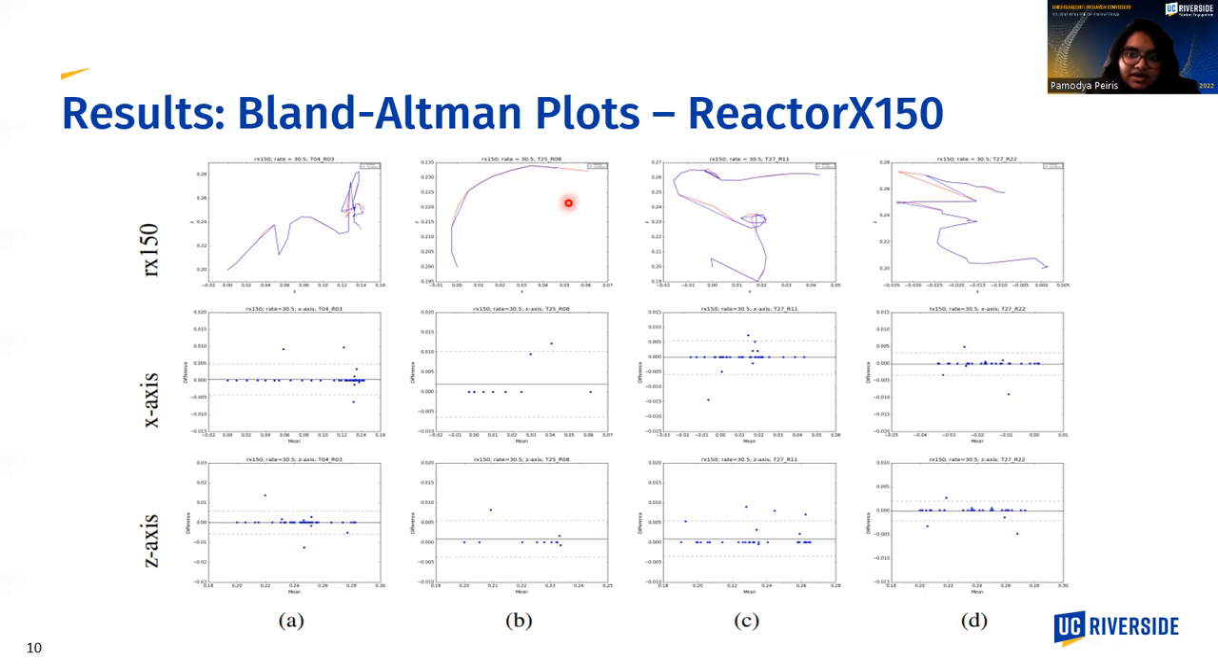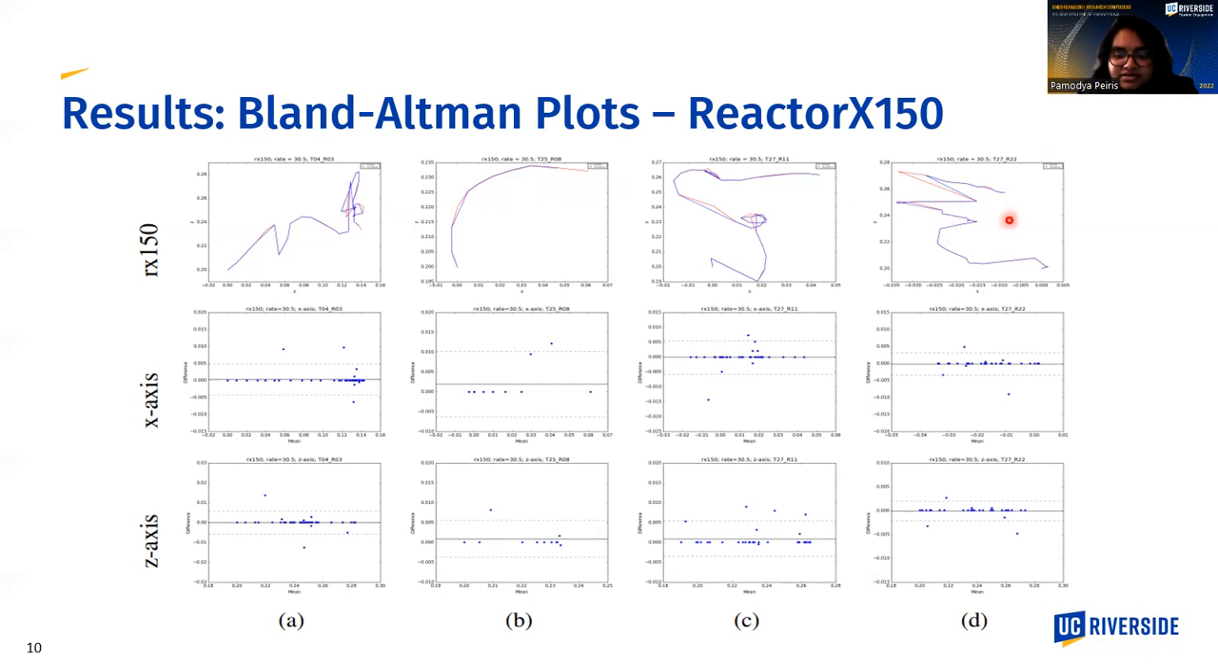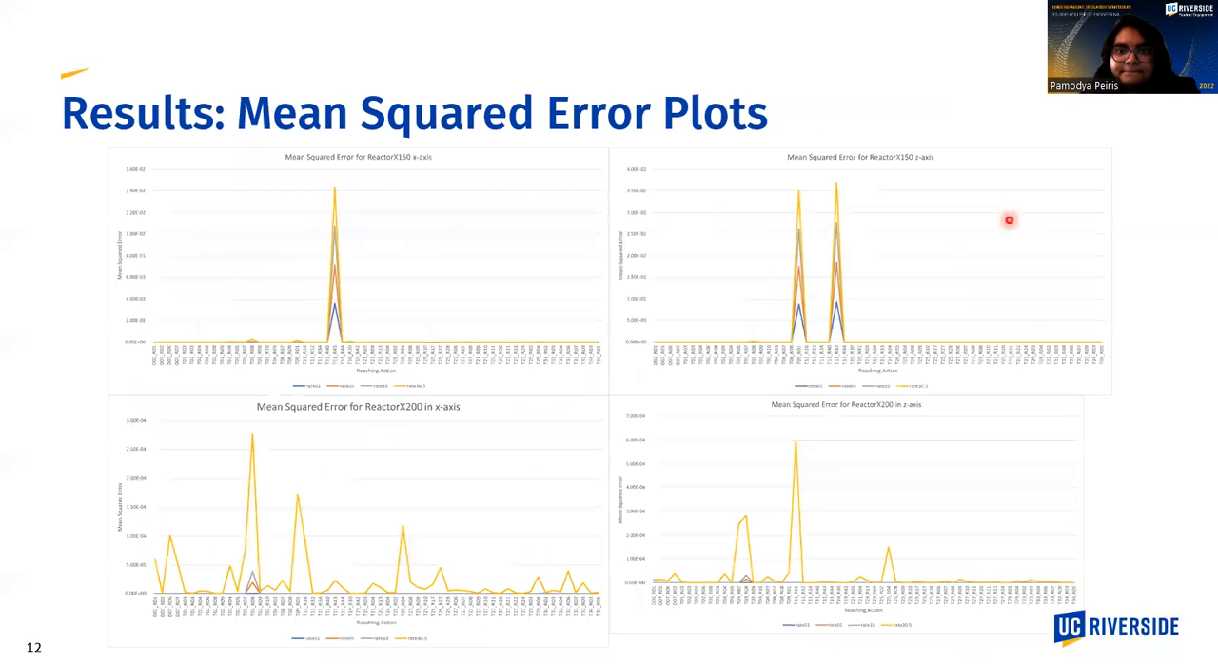So because of this, we use mean squared error plots. This is for ReactorX 150, and this is for ReactorX 200. As you can see, there are differences between the two plots because of the difference in the length of the robot. I took these plots at 4 different rates of the robot. The yellow shows the original rate where the data was collected, and the red, orange, and gray ones are lower rates than the original.